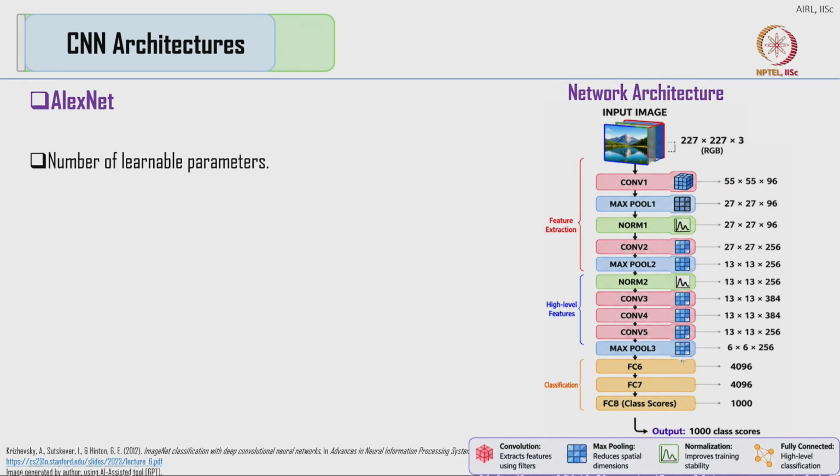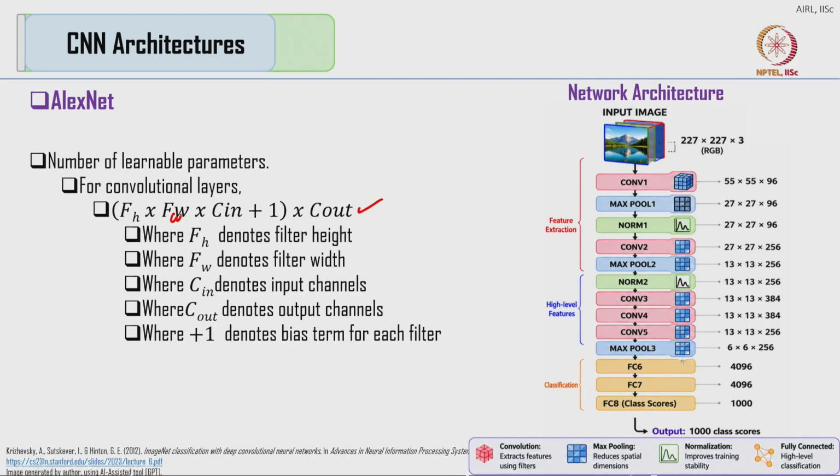Now let us look at the number of learnable parameters. For convolutional layers, it is given by this particular formula: the multiplication of the filter height, the filter width, the input channels, plus 1, into the number of output channels. The plus 1 is because of the bias term.